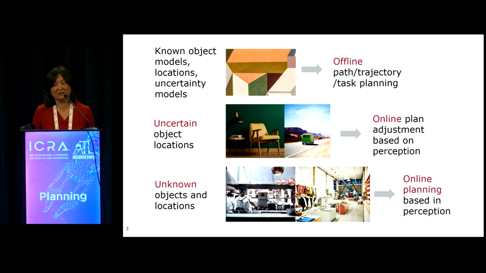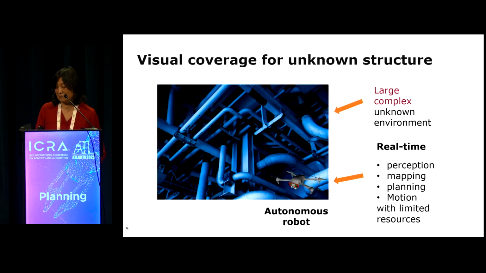But if object locations are uncertain, then we also need online planning adjustment based on perception. But in entirely unknown environments, online planning based on perception is necessary. So this is the focus of my talk today. I'd like to talk about some recent progress in my group.